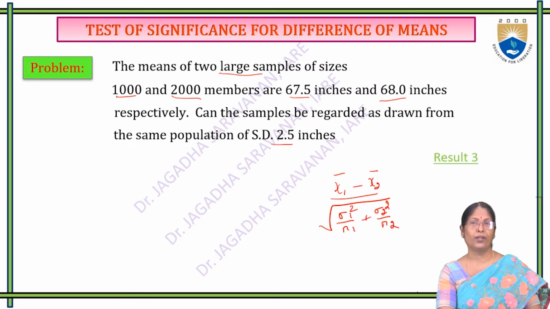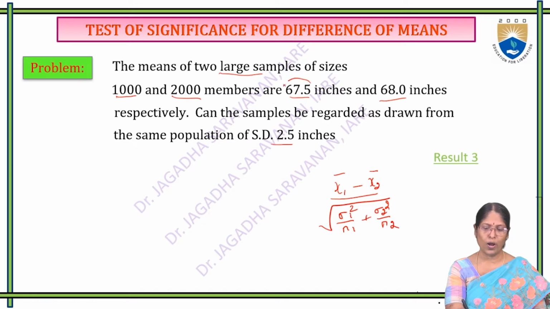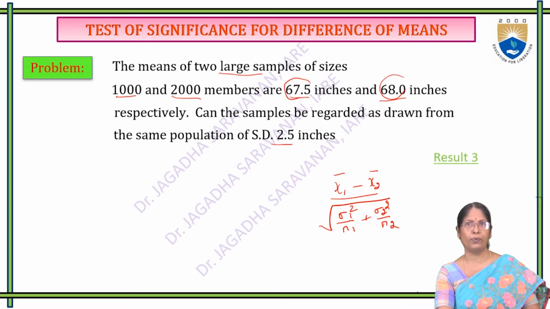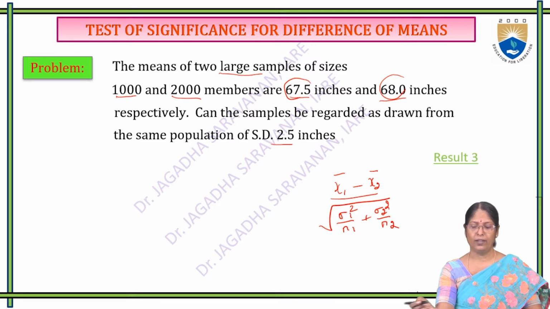This is a very beautiful problem. That is, can the samples be regarded as drawn from the same population? The meaning is that both samples come from the same group. To understand very clearly, say a particular section has 60 students. Some 3 students we take, they are one sample. From the same section, another 3 students we take, they are another sample of the same population. Here also, this is one sample and this is another sample, 2 samples: 1000 with mean 67.5, 2000 with mean 68.0. But both samples are coming from the same population. Then sigma 1 square equals sigma 2 square, which is nothing but sigma square. So far we obtained 3 test statistics.